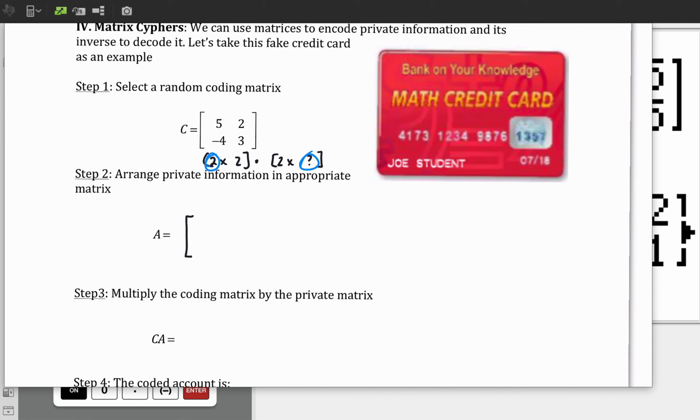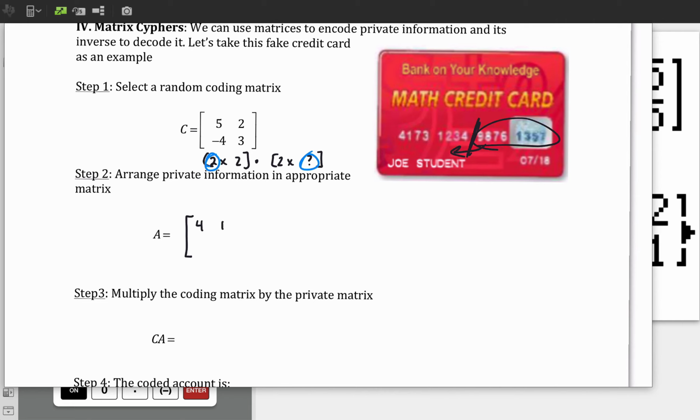So here's our digits right there. All we need to do is take these numbers and put them into matrix form. I'm just going to write them across, 4, 1, 7, etc., and essentially split them in half. I'll write one part on the top and the other part on the bottom. Okay, so let's do that.